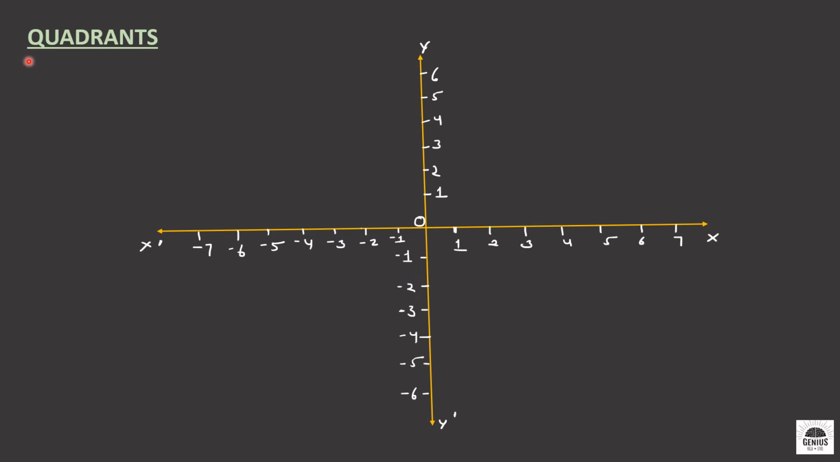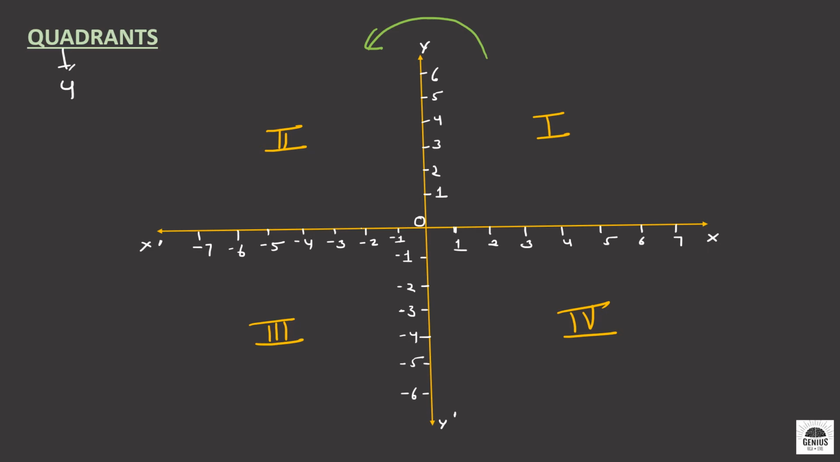The next topic is quadrants. The x-axis and y-axis divide this plane into 4 equal parts. This is first, second, third and this is fourth. So these 4 parts are known as quadrants. Quad means 4, so these 4 parts are known as quadrants. Now they are marked with Roman numerals. So this is our first quadrant. And now when we move anti-clockwise, not clockwise, anti-clockwise, this is our second quadrant. Now this one is the third quadrant and this is the fourth quadrant.